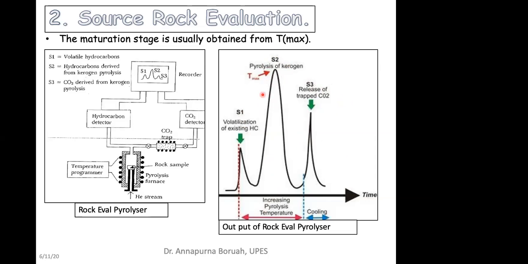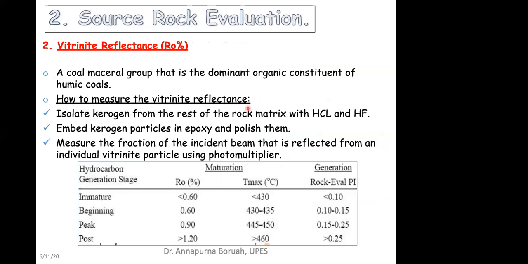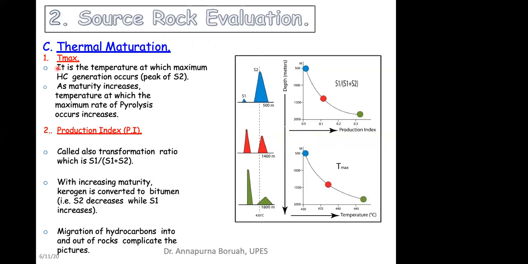And based on these four parameters, we can calculate hydrogen index, oxygen index, and ultimately we can analyze what type of kerogen is present. We can assess the source rock potential, meaning hydrocarbon generation potential. Then here T-max is the temperature at which maximum hydrocarbon generates.